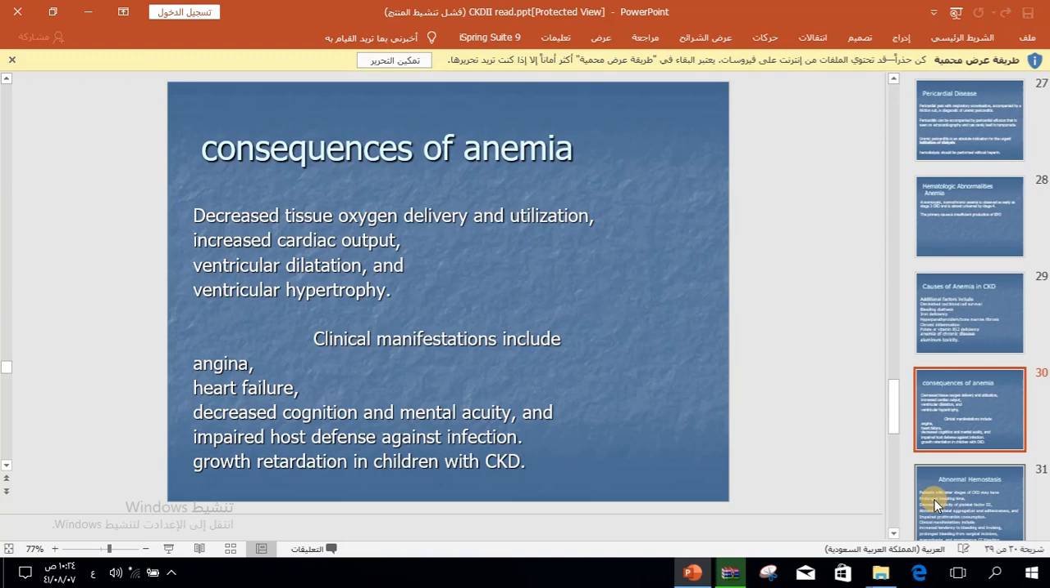Again, the consequence of anemia is decreased tissue oxygen delivery and utilization. It increases cardiac output, and as you know, this can lead to high output heart failure, ventricular dilatation, and ventricular hypertrophy. The clinical manifestations include angina, heart failure, decreased cognition and mental activity, and impaired host defense against infection. As you know, RBCs or hemoglobin is one of the non-specific immune systems, so those patients can have decreased host defense mechanisms against infection, and in children it leads to growth retardation.